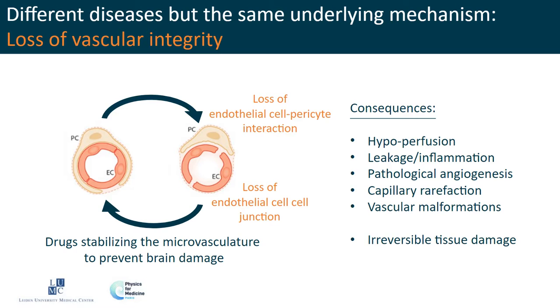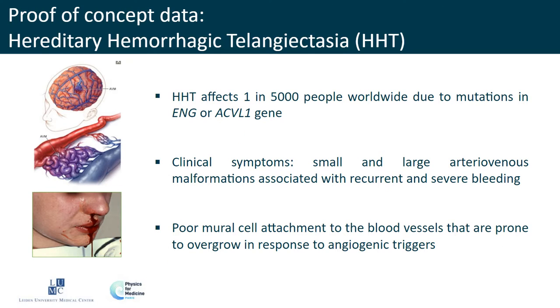So our strategy in our group is actually to develop drugs stabilizing the microvasculature to prevent brain damage. And we got proof of concept a long time ago on a genetic vascular disorder called hereditary hemorrhagic telangiectasia. So what is HHT? HHT affects about 1 in 5,000 people worldwide, and this is due to mutations in two main genes, endoglin, ENG, or ACVRL1, the ALK1 gene. The clinical symptoms of that vascular disorder are the development of small or large arteriovenous malformations, which are associated with recurrent and severe bleeding.